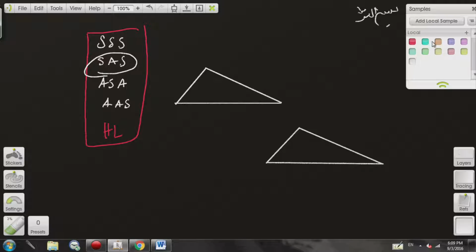Side, angle, side. You have to show that one side, the included angle, and another side are congruent. If there are two triangles such that two corresponding sides and the included angle are congruent, then these two triangles are congruent. And once you prove these two triangles congruent, then this side is congruent, by CPCTC, to this side. That side is congruent to this side.